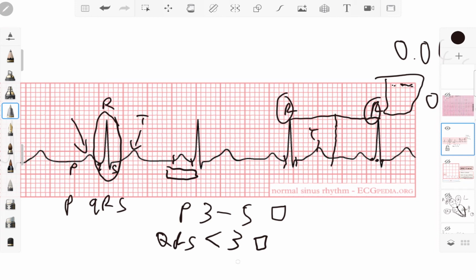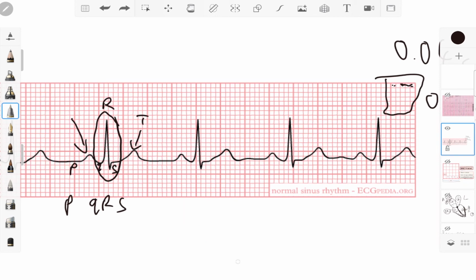So your P wave must be, sorry, what am I saying? Your P wave must be less than 5 little blocks. Your QRS must be less than 3 little blocks, or at least 3 little blocks. And your T wave must be at least halfway between your R and your R. Straightforward. So then you might be like, okay, so how do I work out how fast a rhythm is?